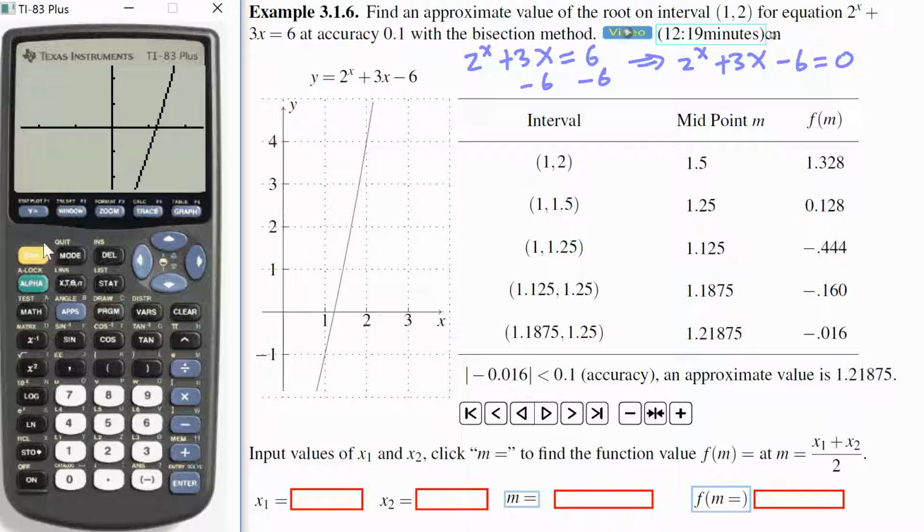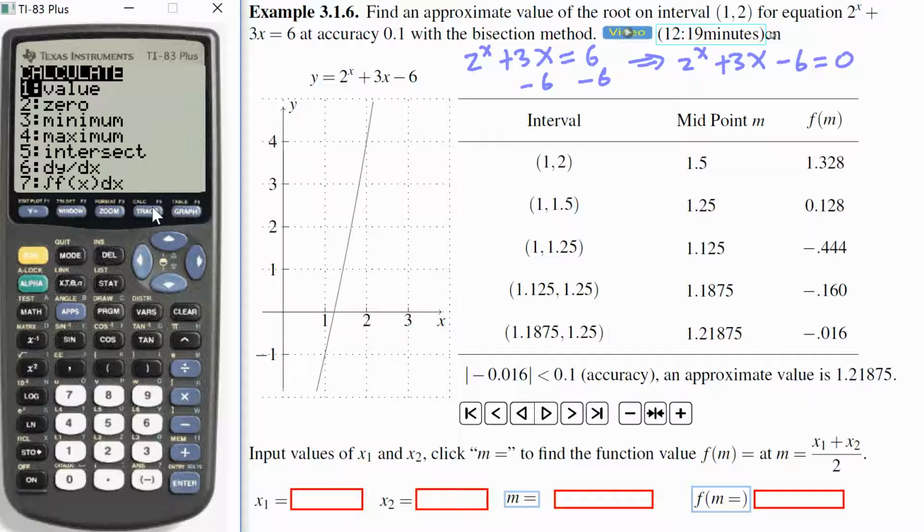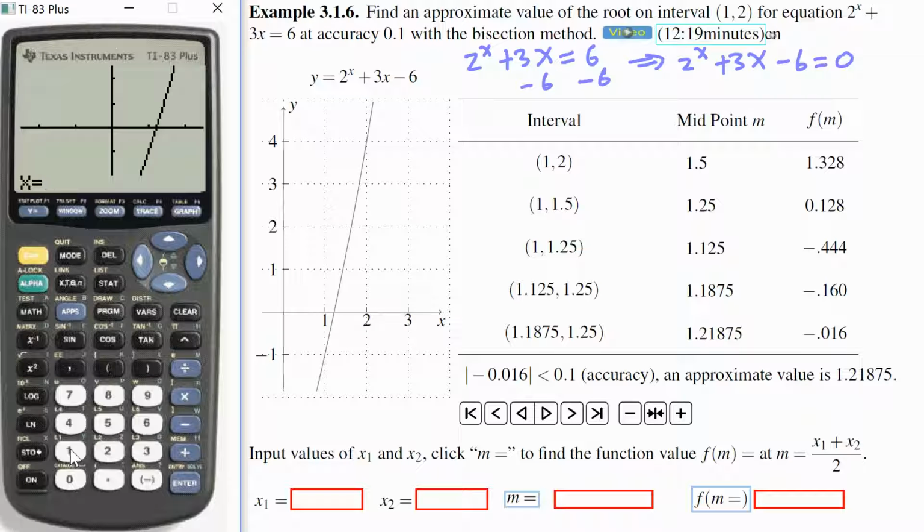And then you can calculate as a second calculation. One is to find out the value. If you input 1.5 here, you hit enter, you have a y value of 1.328. Okay, so here you have 1.328.